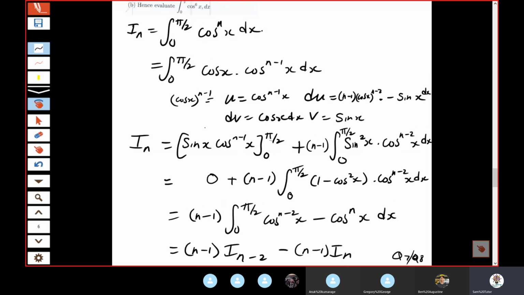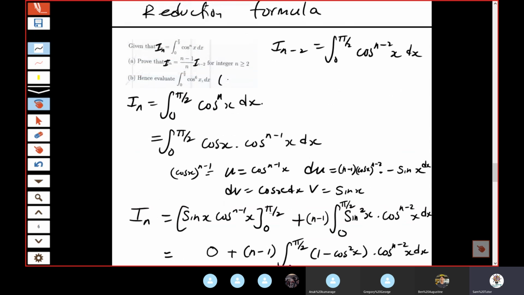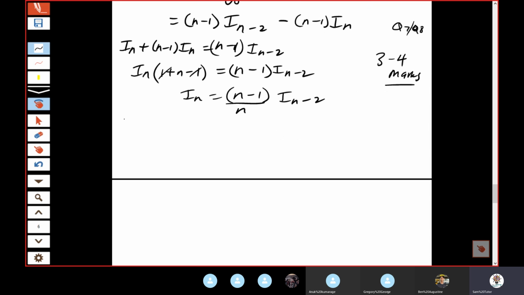There's no reason, like I said, why anyone doesn't get these 2 marks. I really get shocked. I have some students just try to not get these 2 marks. It's beyond me. I don't understand that. It's just saying, hence evaluate. Now you can actually integrate cos to the power of 6x because you've got a formula. So the question says, double I, integrate 0 to pi on 2 of cos to the power of 6x dx. Well, you just worked that out for any n. So essentially what you're trying to find is I6, right? This is I6.